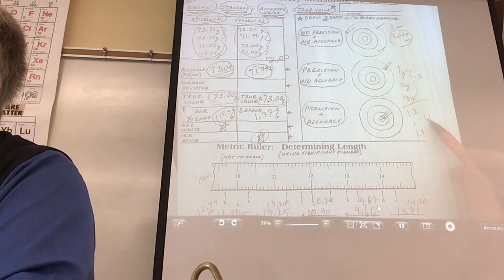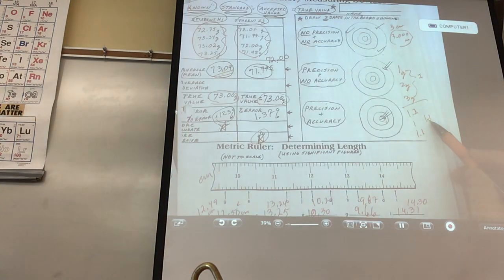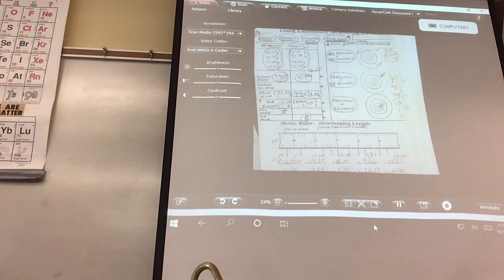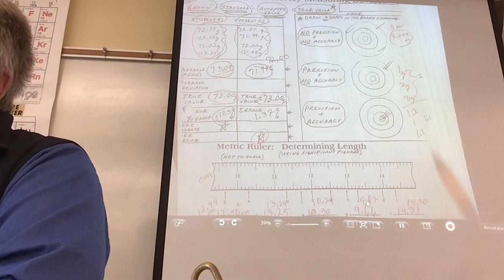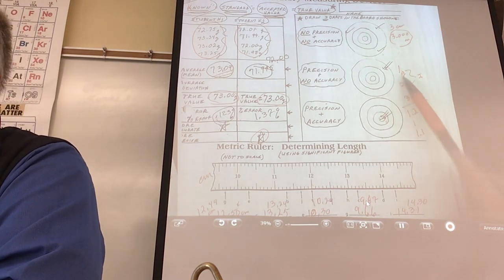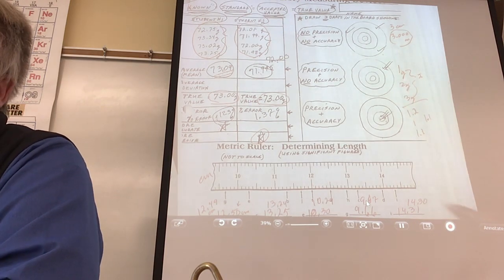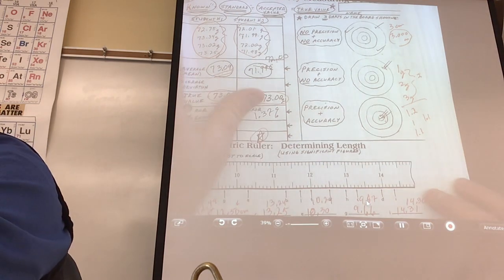Like 0.1. Which one's more accurate? Student 1 or 2? And this will tell me if you're really listening today. We don't know. Excellent. Why don't I know? Because you don't know the true value. I never told you the bullseye, did I? So I can tell you this is more precise because they're close to each other, aren't they? And these are further away from each other. But I can't tell you the accuracy because I don't have the bullseye. All right, I'm ready to leave that.